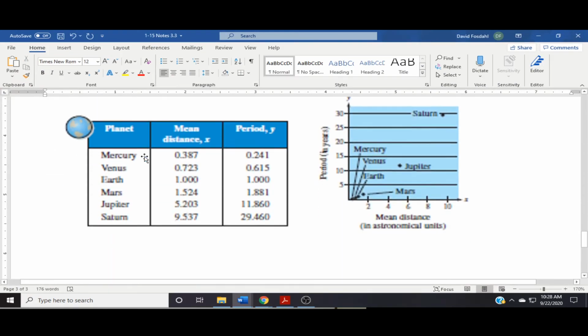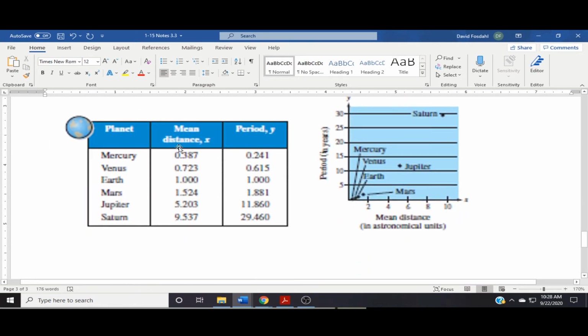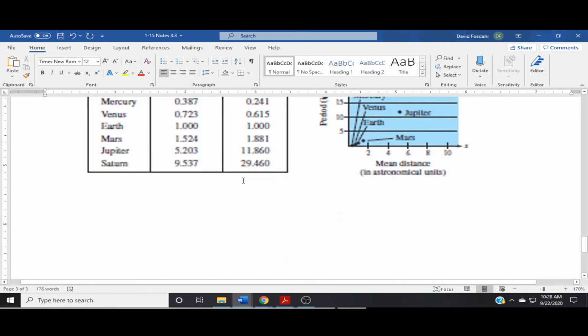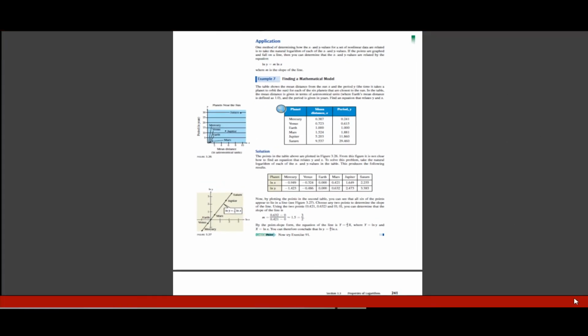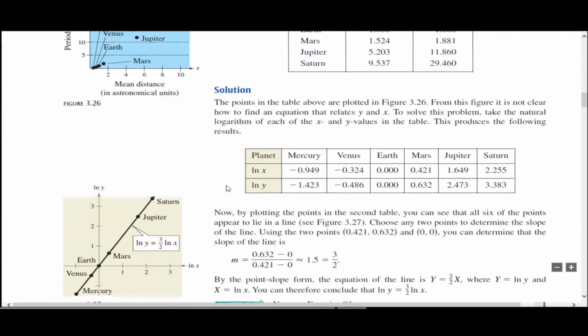Now, in the book example, they give us x and y, and we need to make a function of it. Notice it kind of has this exponential form. So what we do is we plug in these values for ln of x, and we make a new table. So you make a new table. They have the table and exponential. They make a new table with ln of x and ln of y. Okay, and then they take 2 points along this line and they find the slope of it.